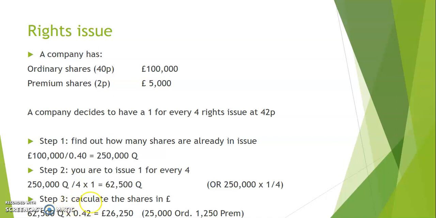62,500 shares at 42p. So we should get £26,250 in. £25,000 of that is ordinary share value, and 1,250 of that is premium. Again, 62.5 thousand lots of 40p's, and 62.5 thousand lots of 2p's. 62,500 times by 40, and 62,500 times by 2 will give us the premium value. See part 2 for the next type of issue.